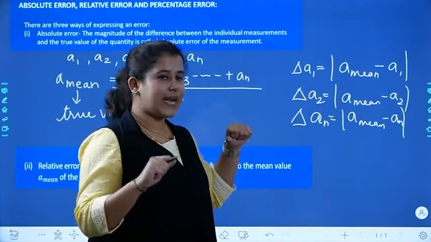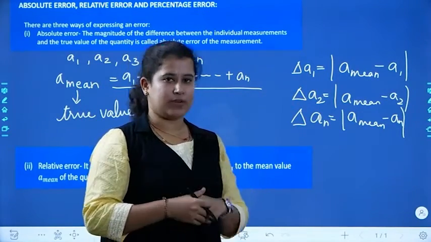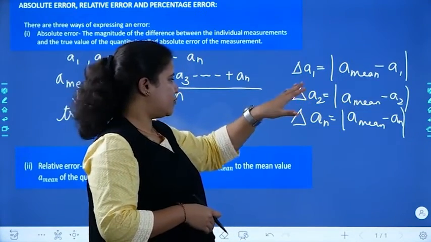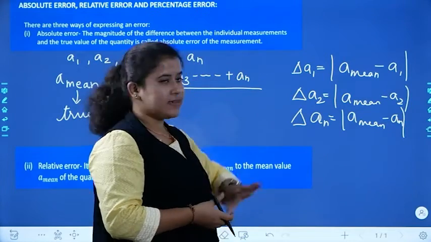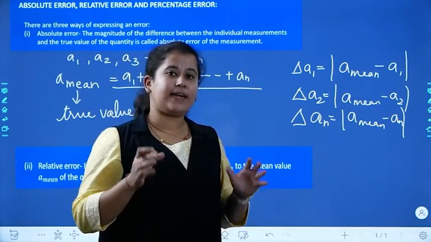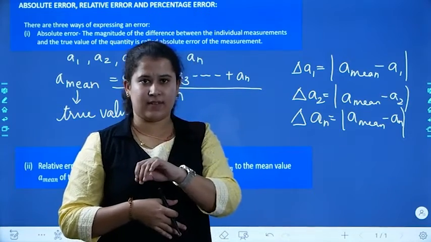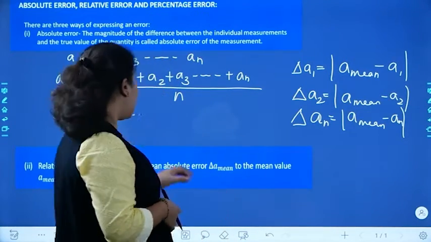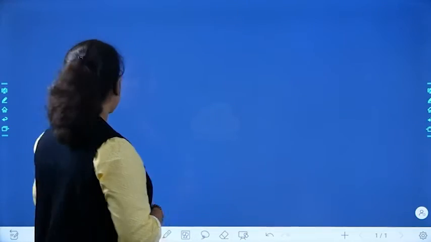So next what I'll do is, I'll take the mean of these errors, that is absolute errors. These absolute errors what I got, delta A1, delta A2, delta AN. So these errors I'll consider and I'll take a mean of it. And that is nothing but the mean absolute error. What is it called? It is called mean absolute error.